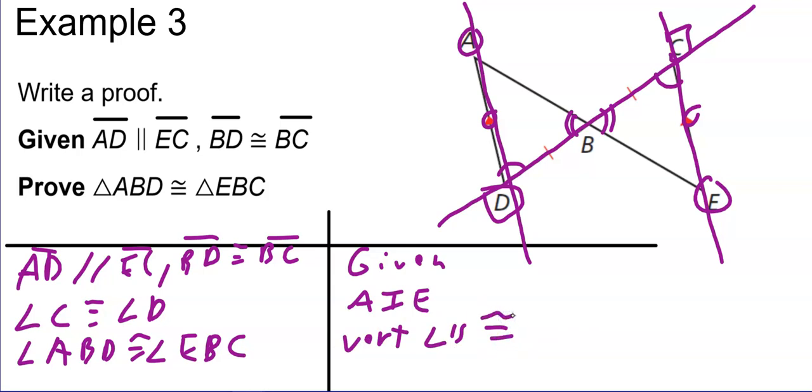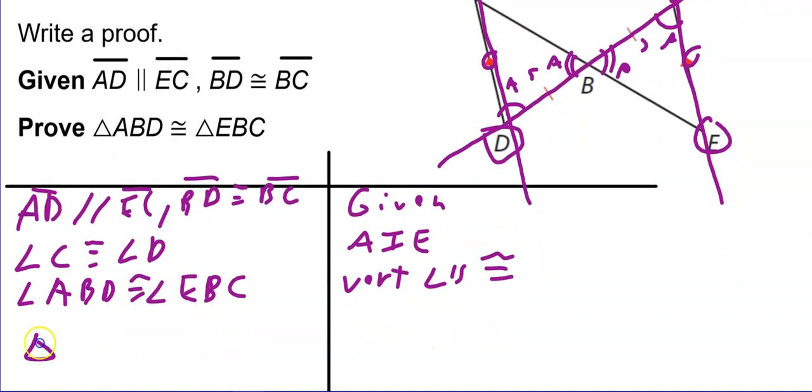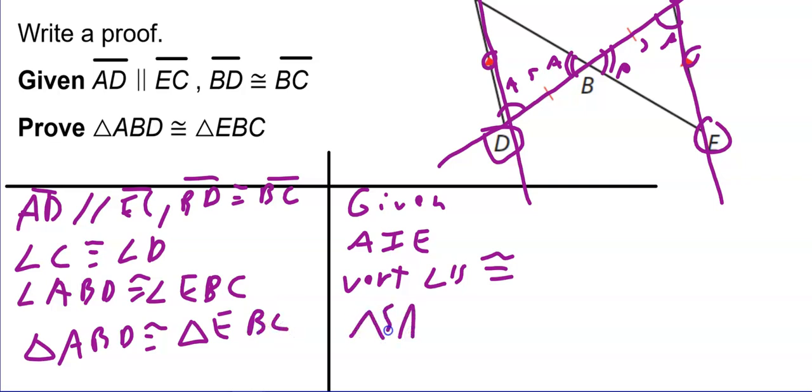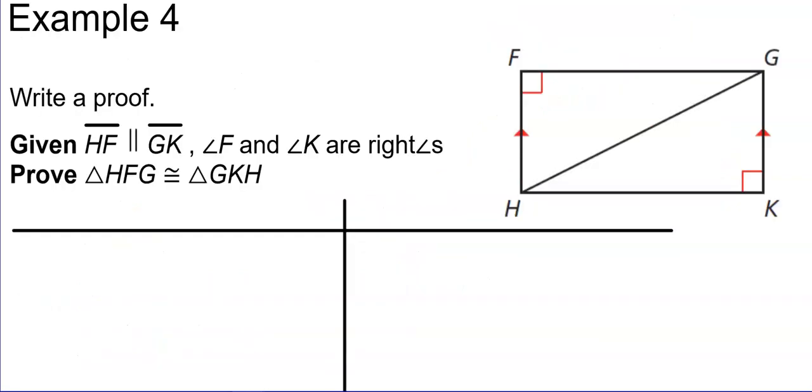And then look what we have here. We have an angle, a side, and an angle. We have an angle, a side, and an angle. So we're done. We can just say triangle ABD is congruent to triangle EBC by ASA. Easy peasy. All right, another one.